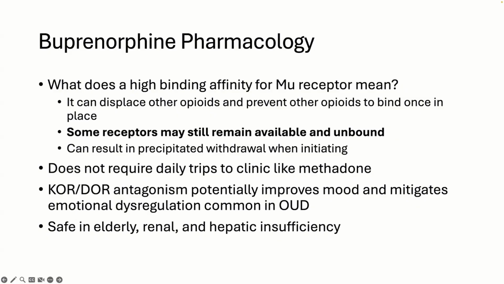It does have some kappa and delta opioid receptor antagonism, which potentially improves mood and mitigates emotional dysregulation, which is common in opioid use disorder. Overall, it's safe in the elderly, those with chronic renal disease and hepatic insufficiency as well.